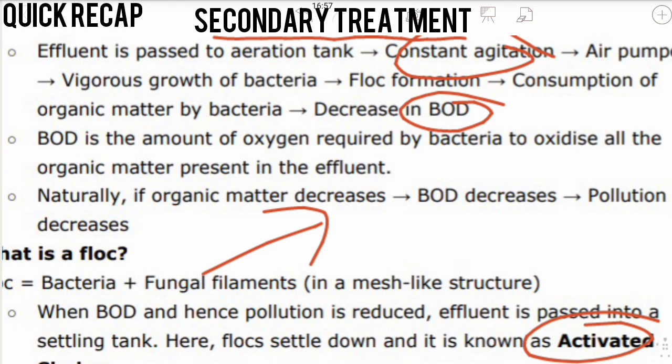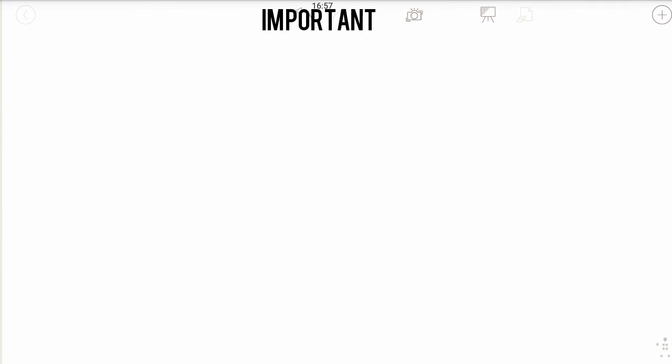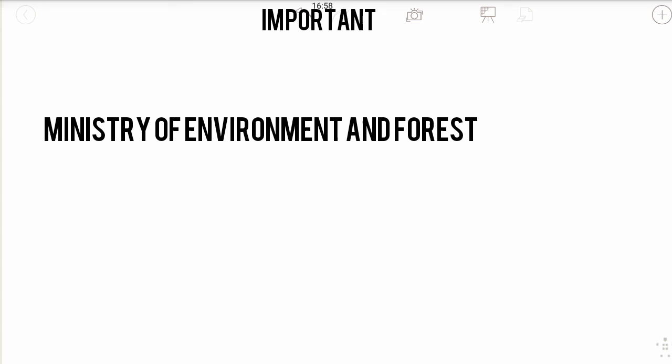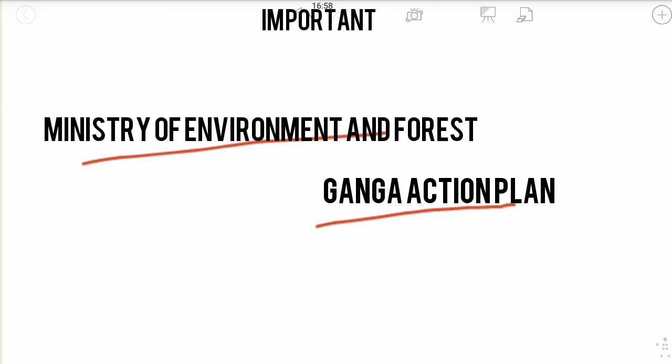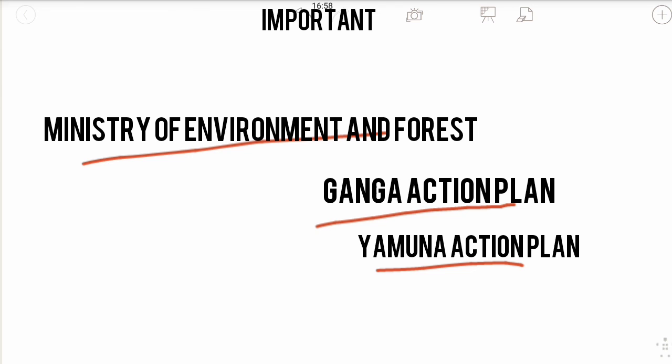This effluent can be released into the natural water bodies as it is pollution free now. An important thing to note is that the Ministry of Environment and Forests has initiated the Ganga Action Plan as well as the Yamuna Action Plan to save these major rivers of our country from pollution. Under these plans, it is proposed to build a large number of sewage treatment plants so that only treated sewage may be discharged into the rivers.